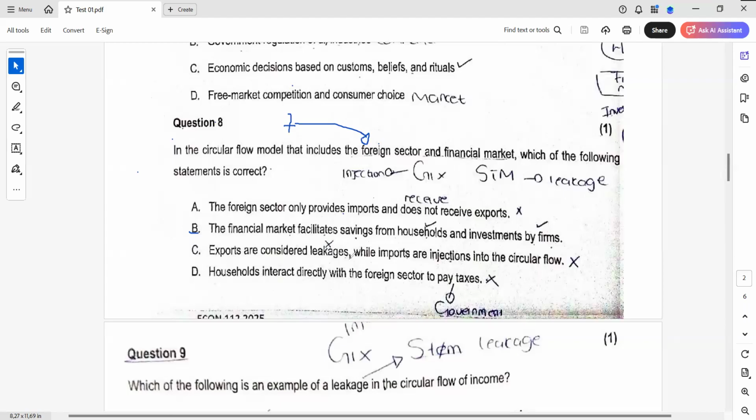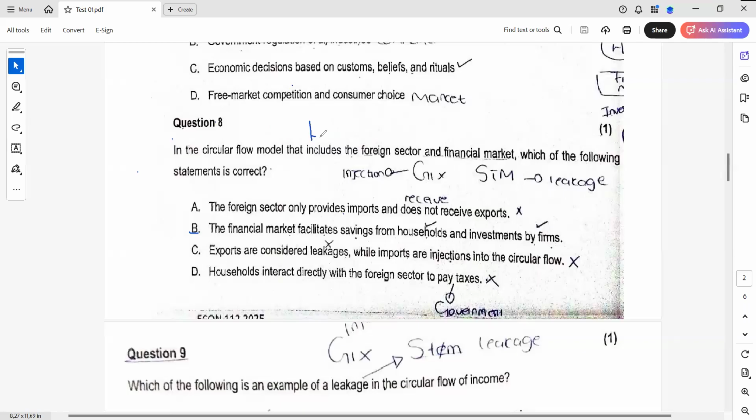So this is an injection. Already, this one is wrong, okay? And they're saying that imports are an injection. So imports will be a leakage because that is where the households are now purchasing from the foreign sector. So when the households are purchasing from the foreign sector, so these are the households.